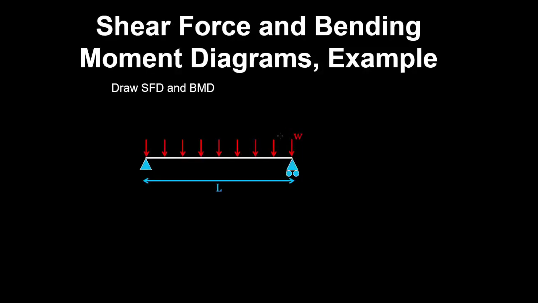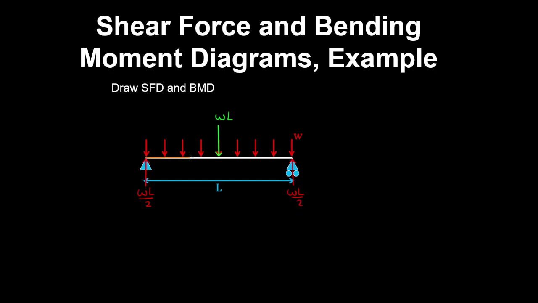Let's draw the shear force and bending moment diagram for this simply supported beam under a uniformly distributed load. Now we can apply vertical equilibrium of forces to find the reactions. We'll recognize that the resultant force acts in the middle by symmetry, and that's equal to WL, and therefore the reactions are WL on 2 by symmetry.